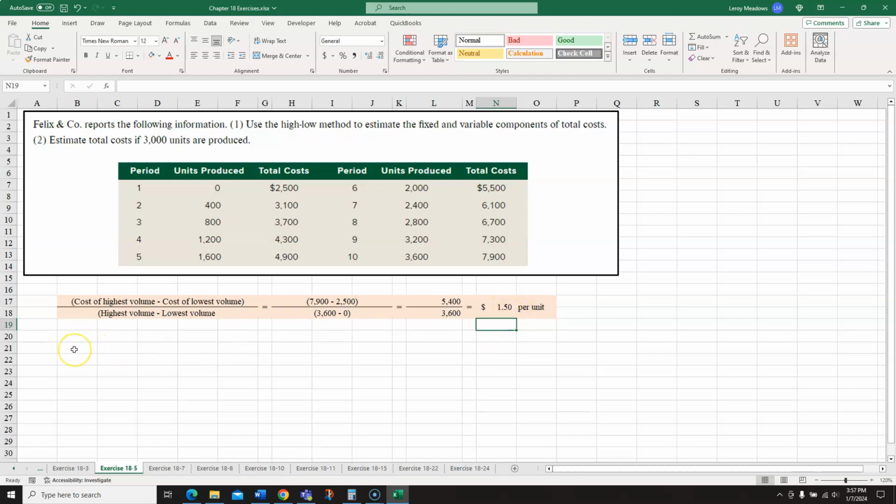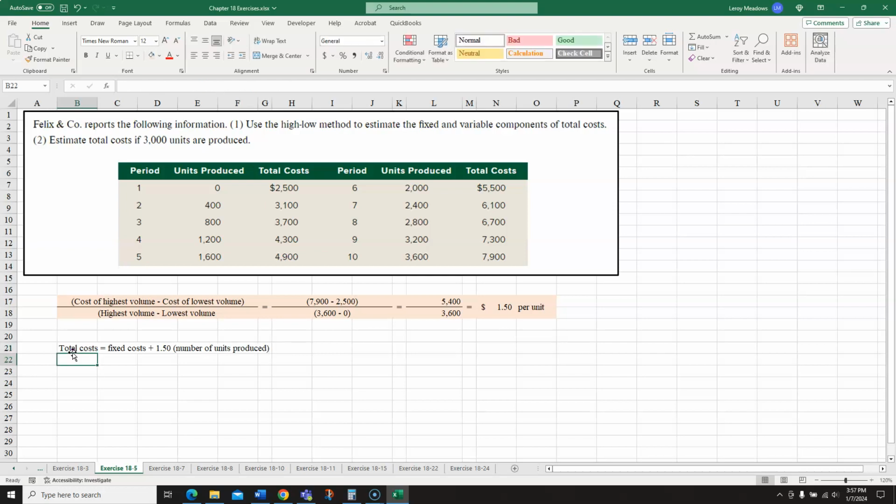Now I'm going to plug this back into either the highest level of activity or the lowest level of activity in order to get my amount of fixed cost. Let's look at the highest level of activity. My total costs are going to be equal to fixed costs plus my variable cost per unit times the number of units produced.